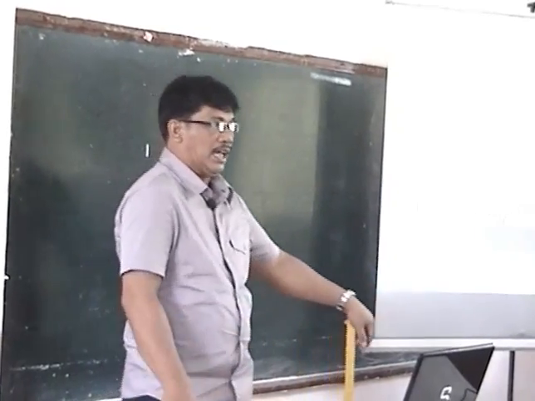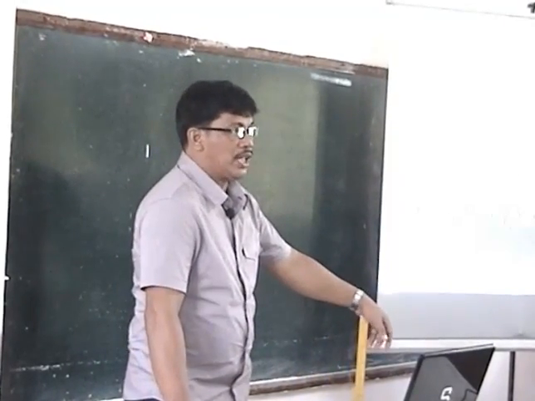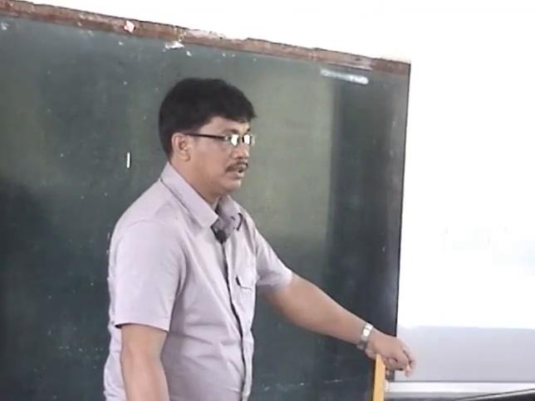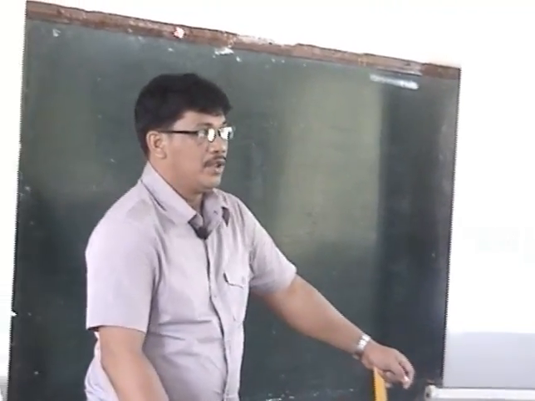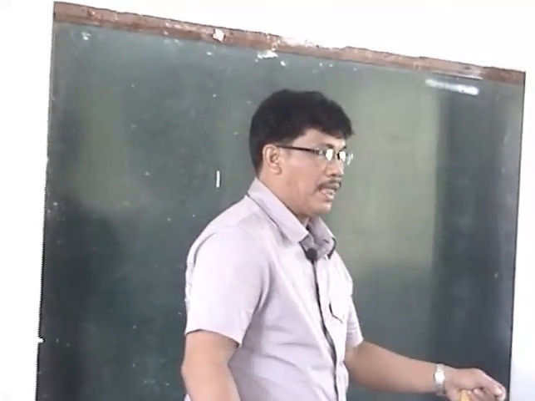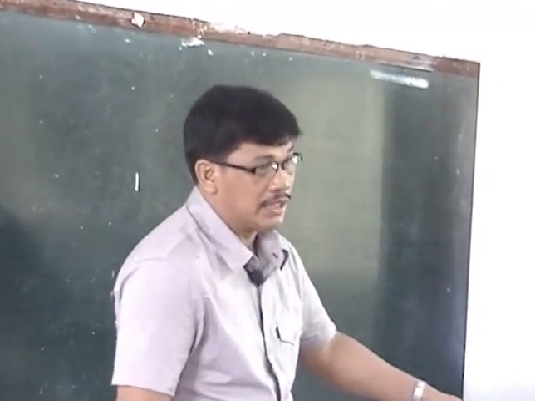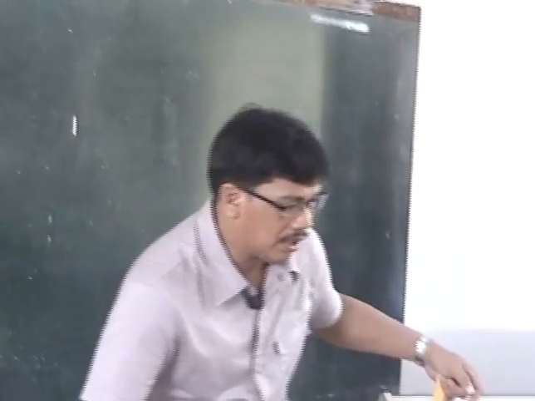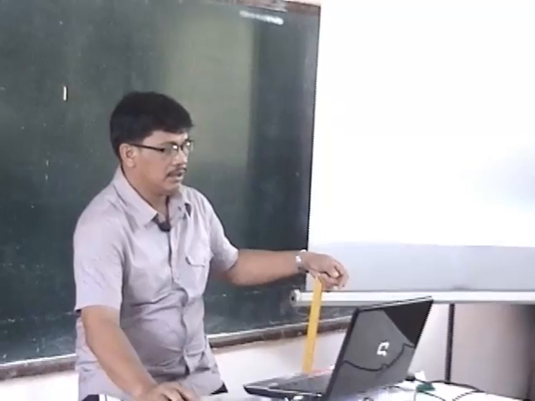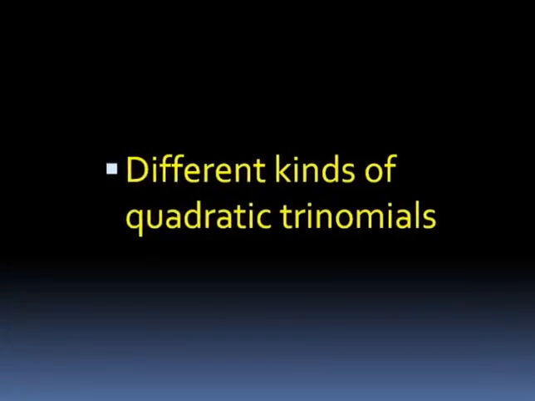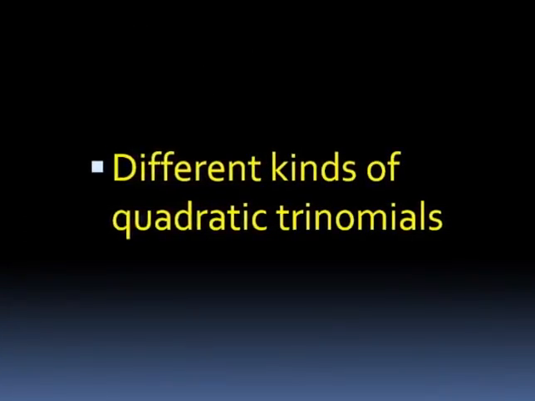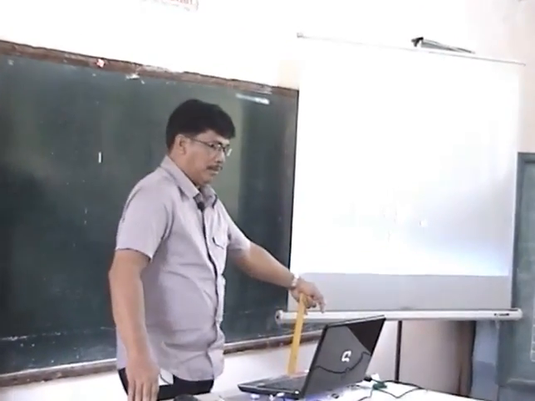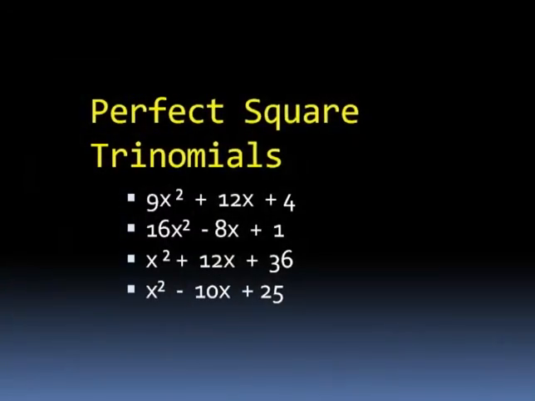Take note, class. You've got to consider this kind of trinomials just because later you are now to discover how you would factor this out. So, let us now proceed. These are now the different kinds of quadratic trinomials. Now, the perfect square trinomials.